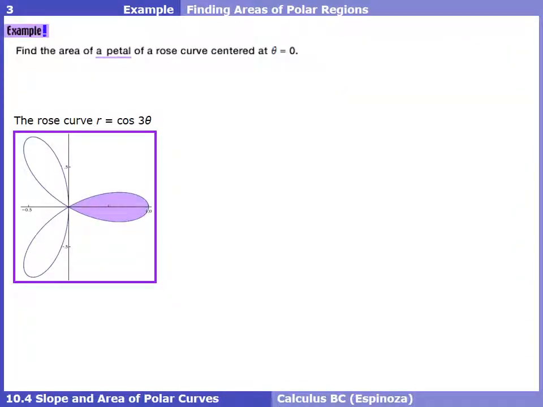Okay, so now let's apply this new polar area formula. I'm going to take a look at the example I did in the first slide, where we took our rose curve of cosine 3 theta and graphed it.